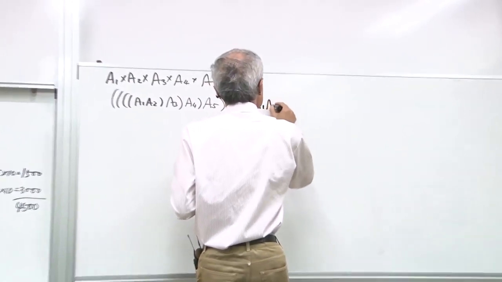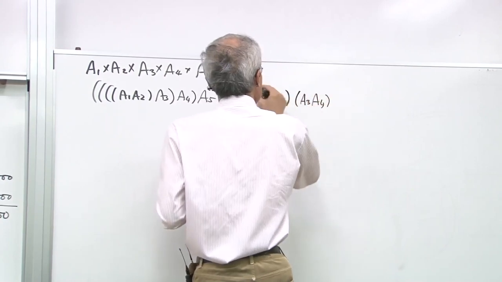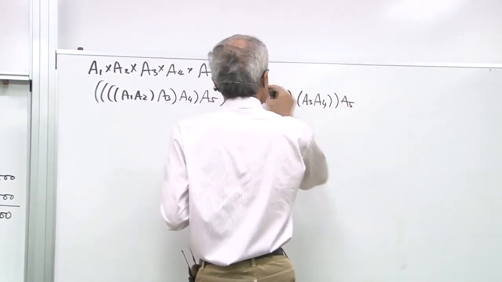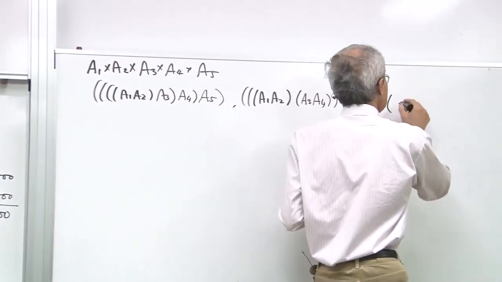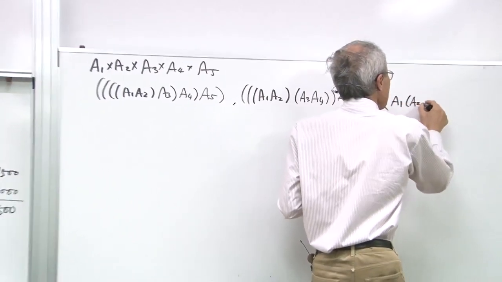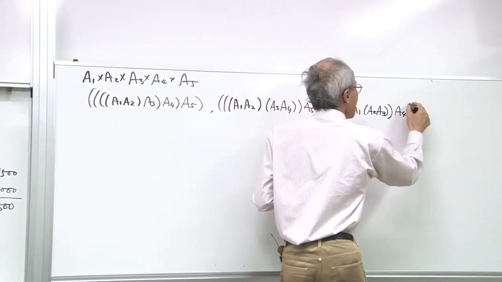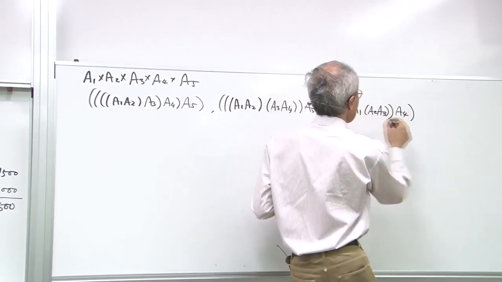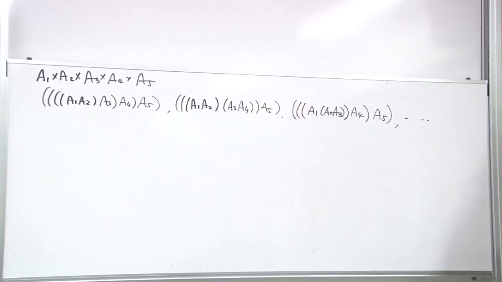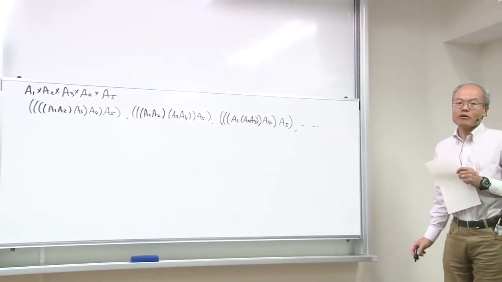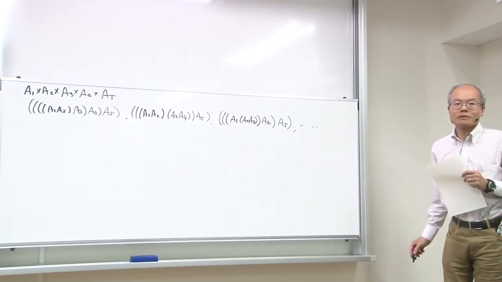Or maybe A1, A2, A3, A4, A5 grouped another way. This is another order. Maybe A1, A2, A3, A4, A5 grouped differently. This is another order. Many, many more. So how many different orders are there?